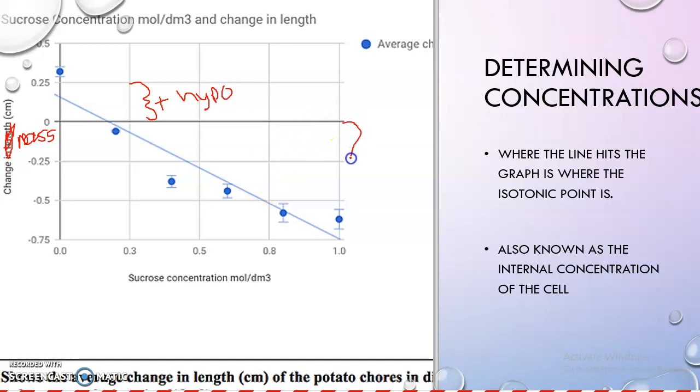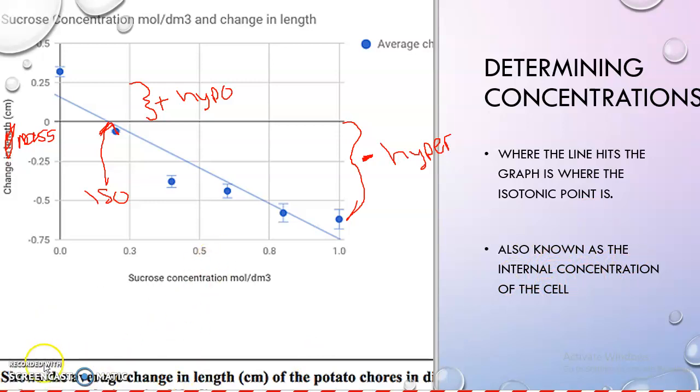For down here, below 0, what that means is that you have a negative change in mass. And if we lose mass, that means that it is in a hypertonic solution. So if you have 0 change in mass, that means that you are isotonic. Because remember, isotonic, you have no change in mass at all. So where the line hits the graph is the isotonic point, otherwise known as the internal concentration of the cell.